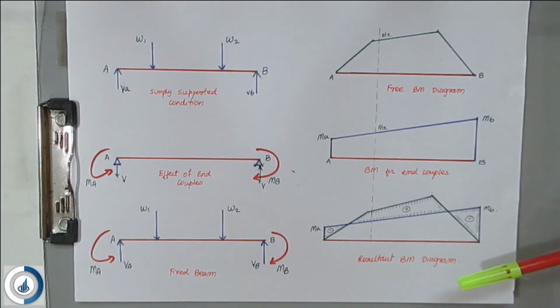I have taken this lecture at the beginning of the analysis of indeterminate structures because, first of all, a fixed beam is considered an indeterminate structure. To have the general concepts clear, I have taken this video, and the subsequent videos will be on the slope deflection method, where you require this fixed beam knowledge.